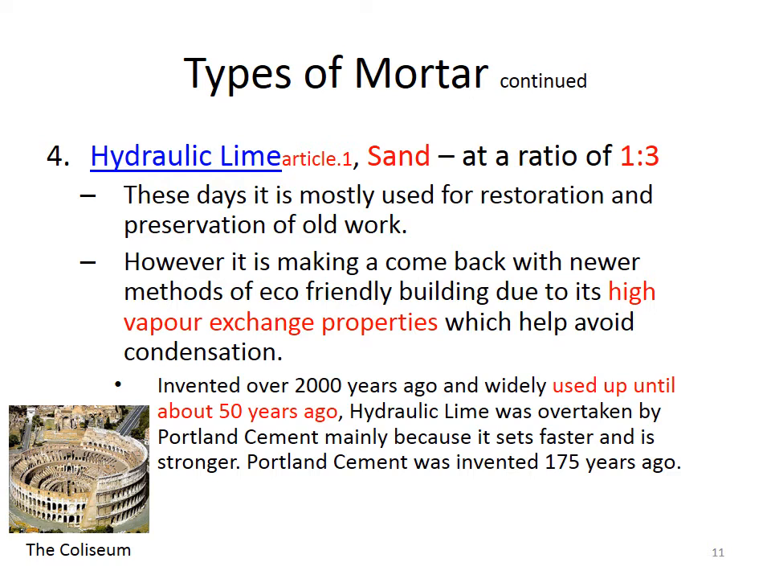Portland cement was invented about 175 years ago, and like I said, the main reason why it overtook from hydraulic lime is because it allows you to build much quicker and you can build all year round with it.